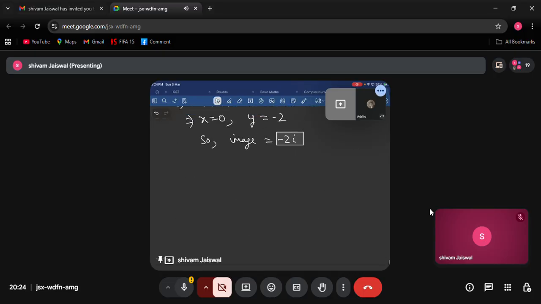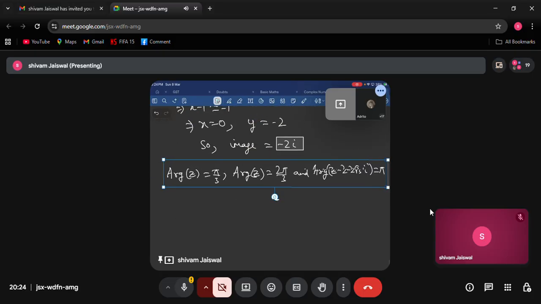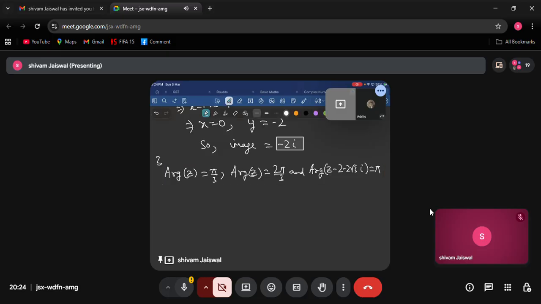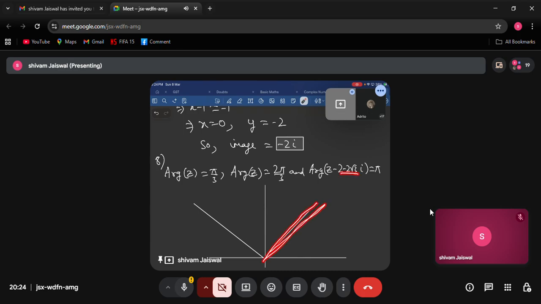See. This is number 8. So argument of z is equal to pi by 3. Argument of z is equal to 2 pi by 3. Now what do you think? 2 comma 2 root 3, will it lie on the straight line? Tell me. Yes or no? And from here, the argument is pi. So this is the triangle we are going to get.